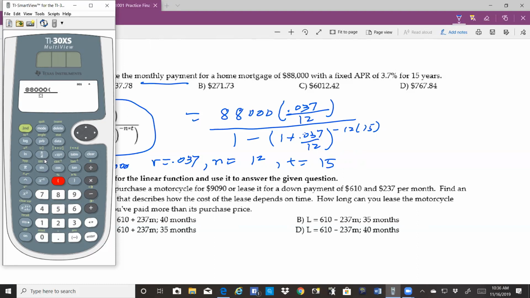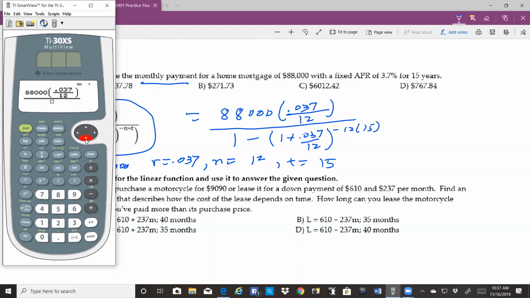Now we're going to do another division, and it's going to be 0.037 divided by 12. And you need to put it in parentheses. In fact, you need to move the place for the parentheses to the right. Now you have it in parentheses.